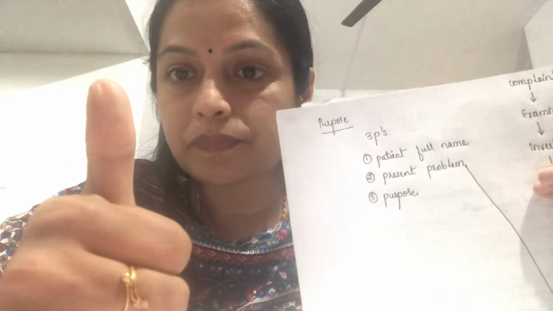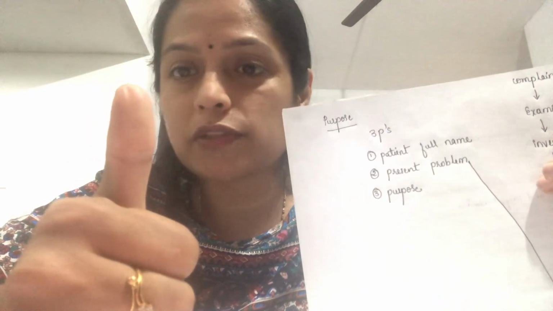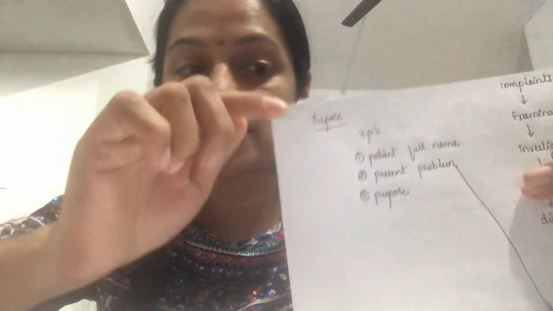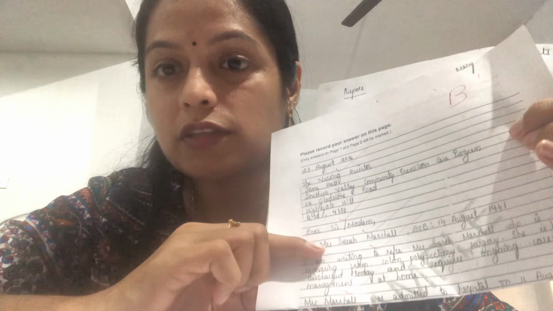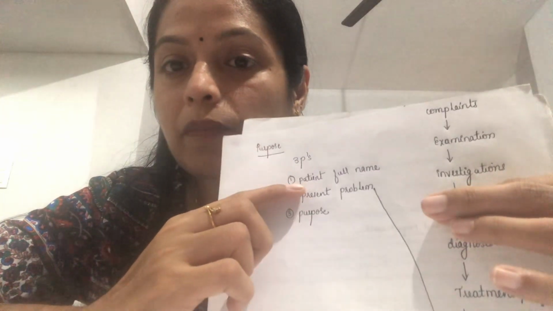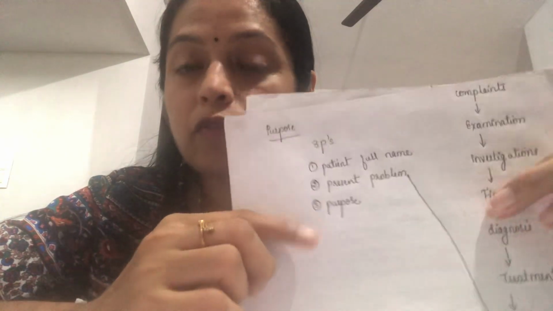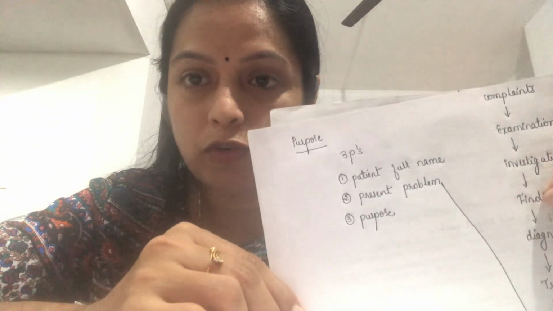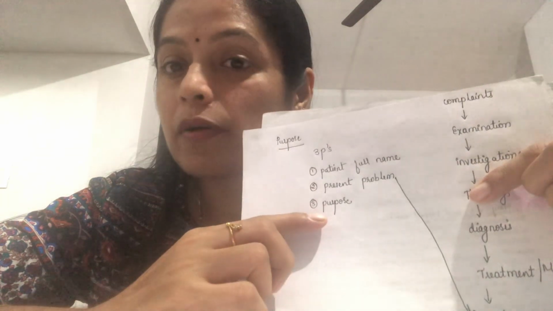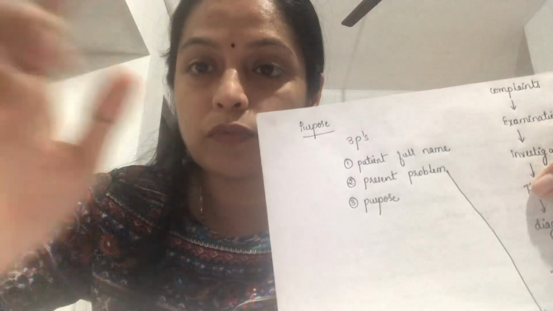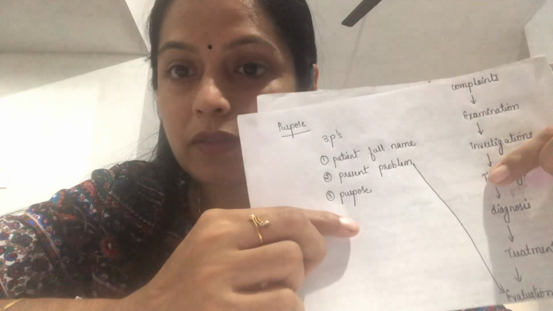Patient full name, no first name or second name only. The patient's full name, what we mentioned in the reference. As I said, in the reference we need to write the patient's full name with the salutation. The same full name we need to write in the purpose. Okay, next, present problem: for what reason this patient was referred to me. And next is the purpose. Purpose means what the reader needs to do. So that is the purpose.